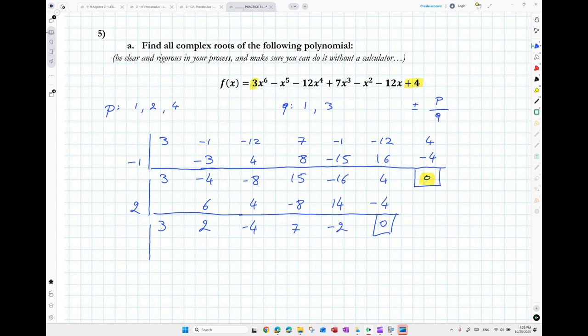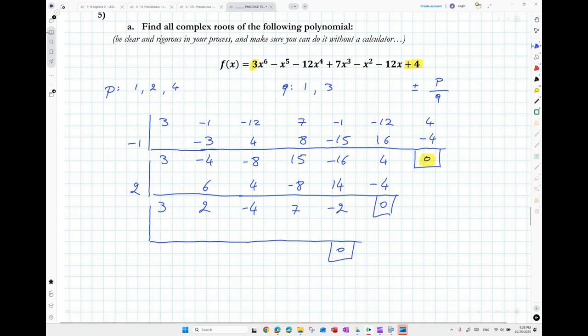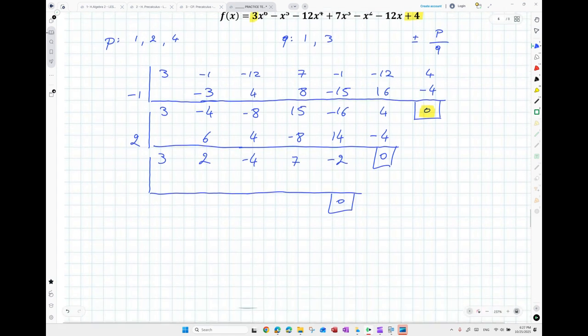The next one, which is going to work, which will also give me 0, is negative 2. So I have 3, negative 6, negative 4, positive 8, minus 4 is 4, negative 8, negative 1, positive 2, and I have 0 indeed.